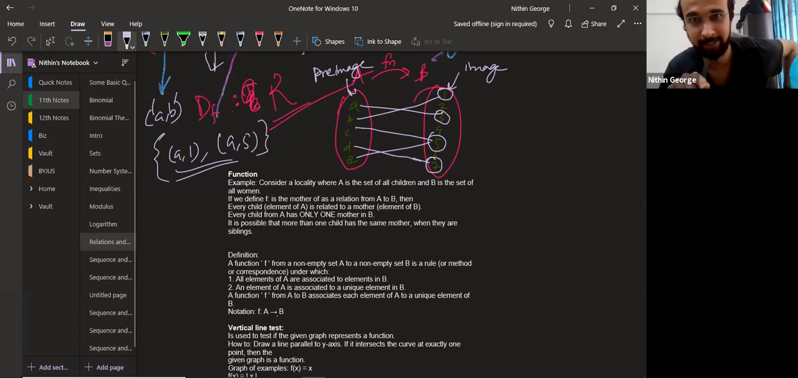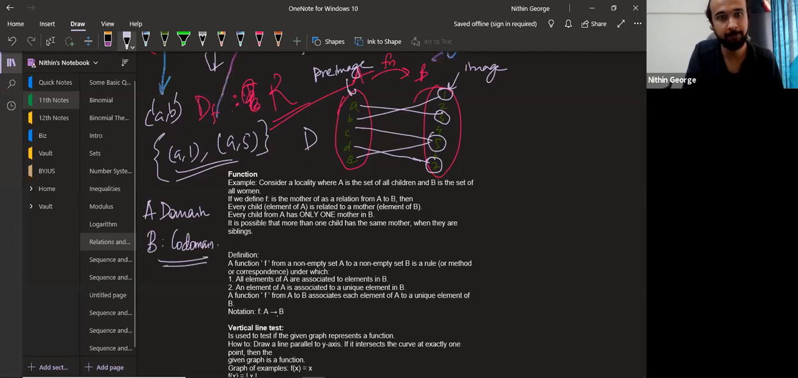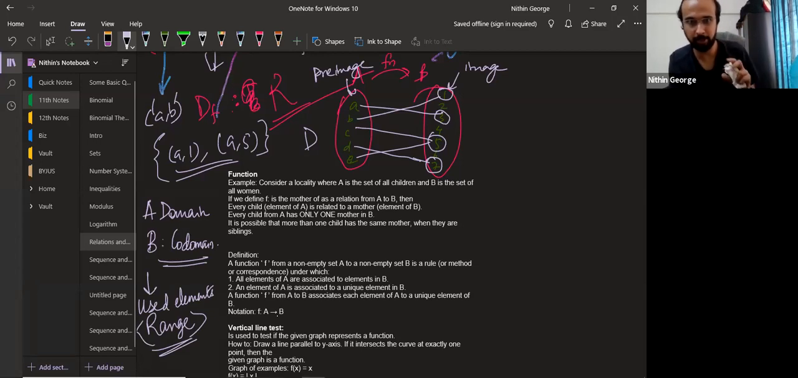That last answer, what I drew right now, is a function. The point of the function is, look, this is the domain set. The function is defined from A to B. So A is the domain. B is something called the codomain. The used elements from B are called the range. Are you guys following this? Are you following what range is? The elements in B, which is the codomain.